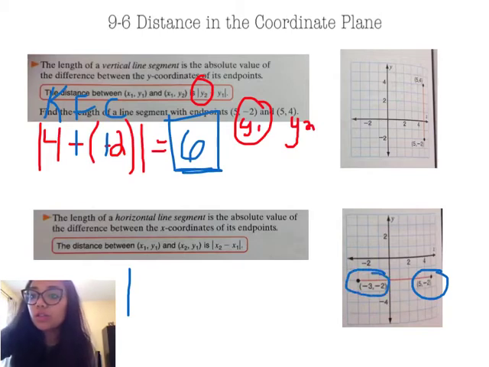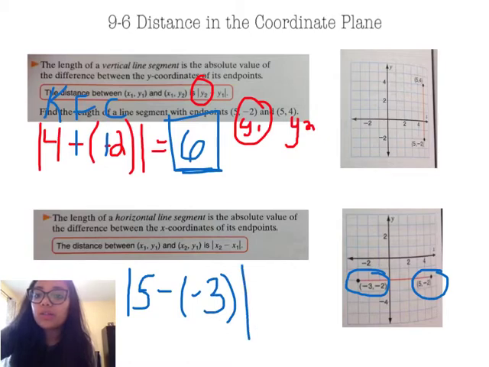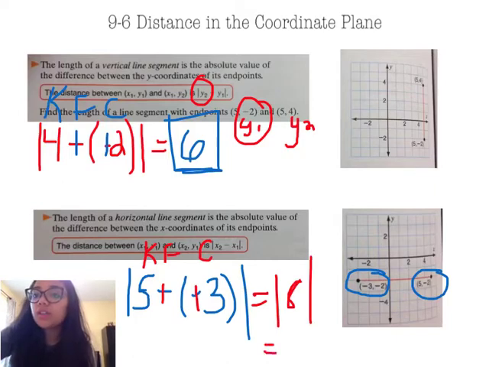So negative 2, just kidding, positive 5, minus negative 3. Then I would do flip, change, minus the negative would be positive, the absolute value of positive 8, which is 8.